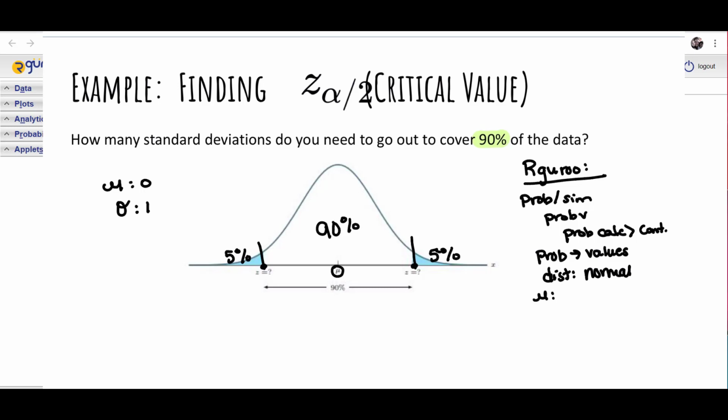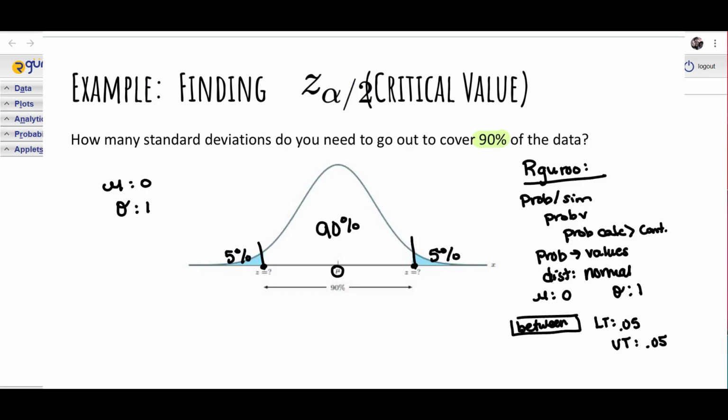You're going to put in the mean, which will be 0. You'll put in the standard deviation, which will be 1. And you're going to choose between. And then it's going to ask for a lower tail, which will be 0.05, and then an upper tail, which will also be 0.05.